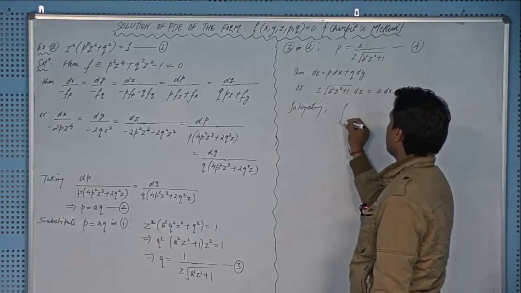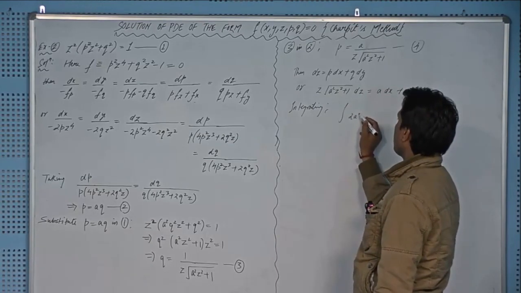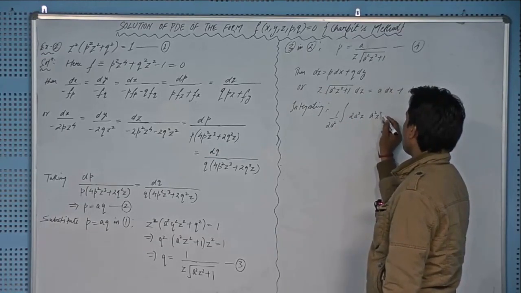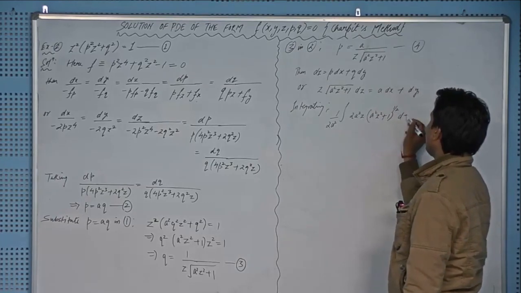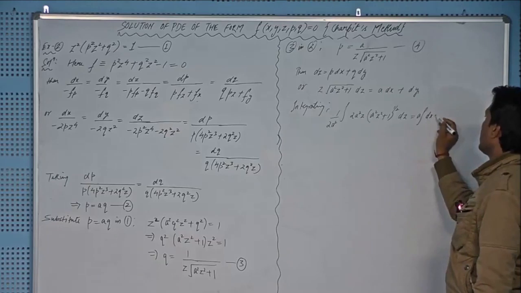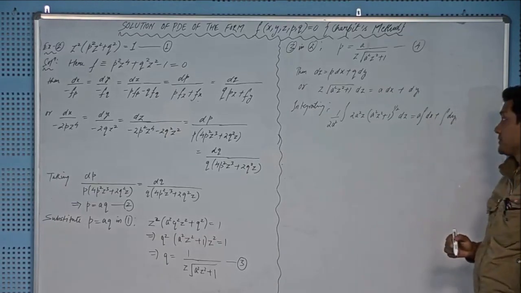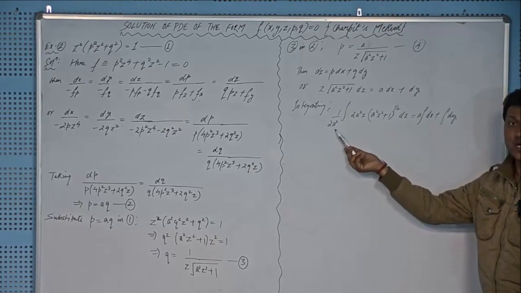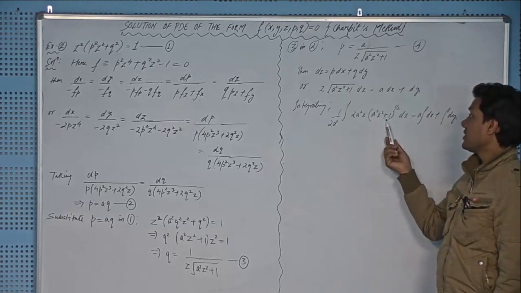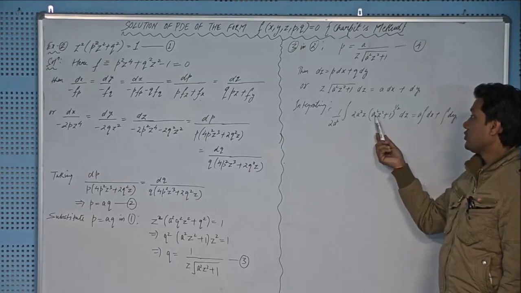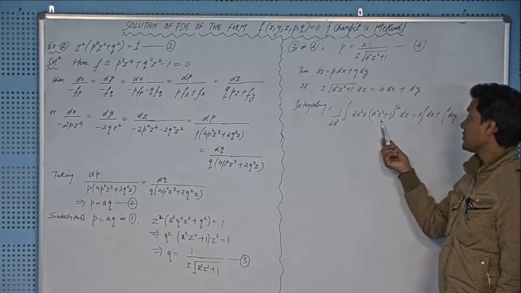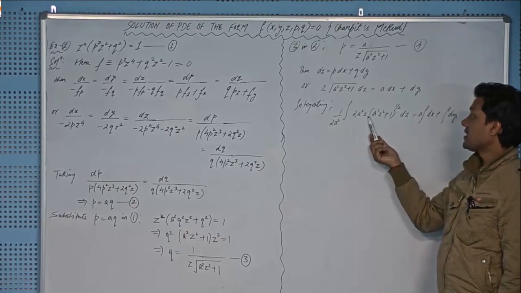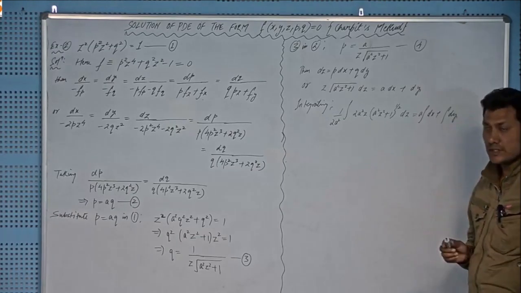integrating. Let me write it as twice a square z, and balancing by 1 upon 2 a square, and a square z square plus 1 whole to the power half dz is equal to integration a dx plus integral dy, right? And now see this, what I have done, I have multiplied and divided by 2 a square, and why? The reason is that the differentiation of this term inside the bracket is actually 2a square z, and that was my target, that 2a square z should be outside the bracket, and that's why I divided by 1 upon 2a square, right?